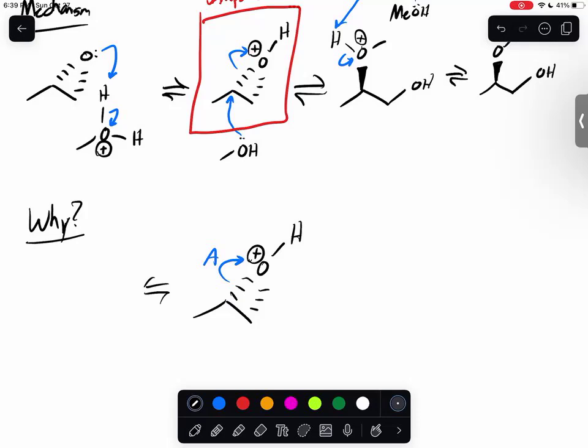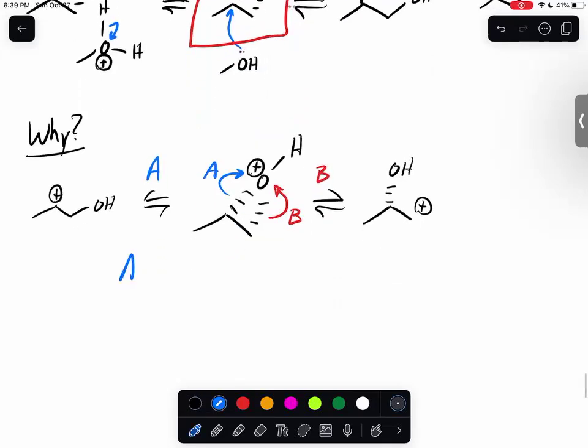It could go pathway A, right, which would be leaving and forming a secondary carbocation, right? Or it could do the opposite, where it leaves via what we're showing here as arrow B and forms a primary carbocation, right? This is if it wanted to go down SN1. And we would say that A is better than B, right? Because A generates a more stable carbocation.